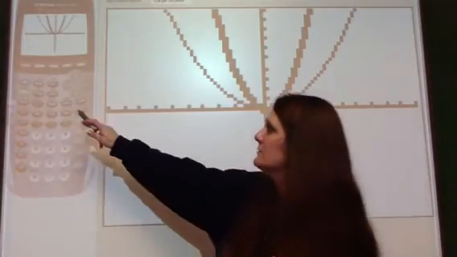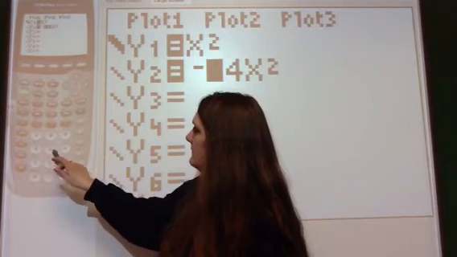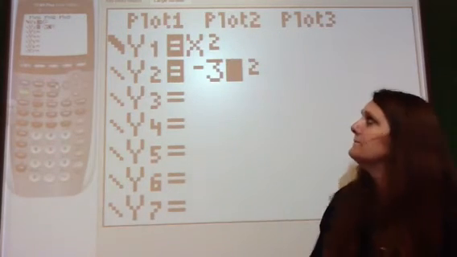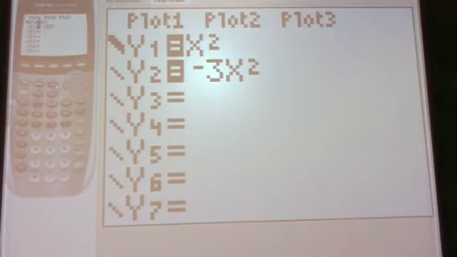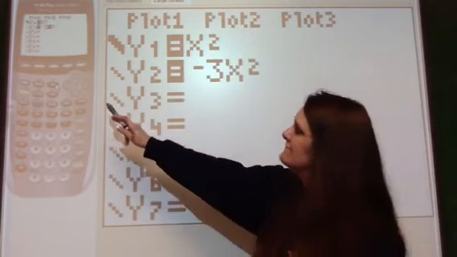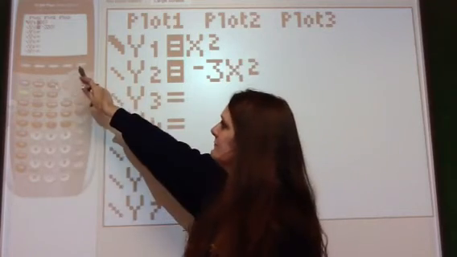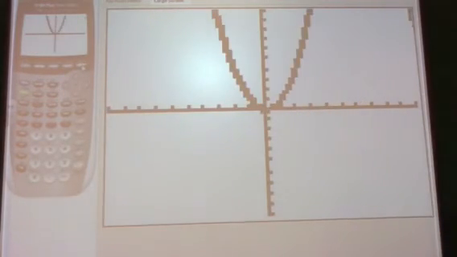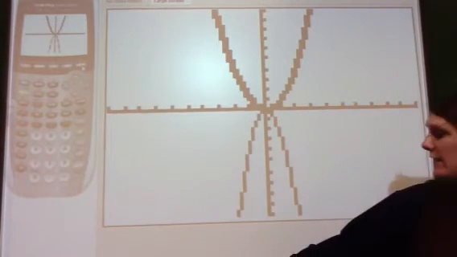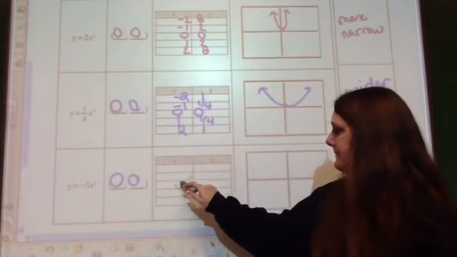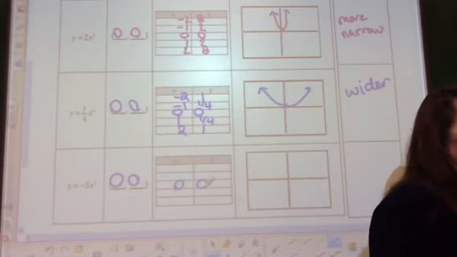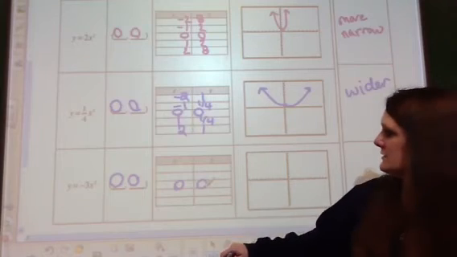Okay, let's try negative 3x squared. Graph that one and see what happens. What does it do? Flips upside down. So if there's a negative in front, it's going to go the other direction. And it's more narrow because of the 3. So we have two things here. We have that it still starts at 0, 0, because the number added or subtracted to the end is going to change that. We don't have that. So it still starts at 0, 0.